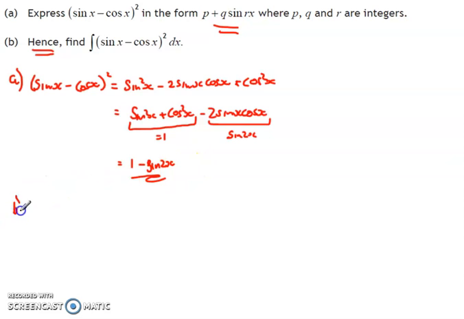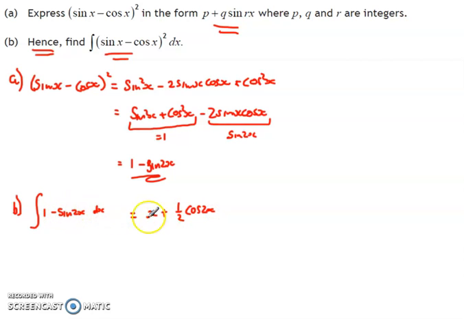Part B says hence find the integral of that. So hence meaning use what you've just done. So what I'm going to do is take my integral and rewrite it as the integral of 1 minus sine 2x dx. So what I can now do is just integrate this straight up term by term. So what that will give me is x plus a half cos 2x.